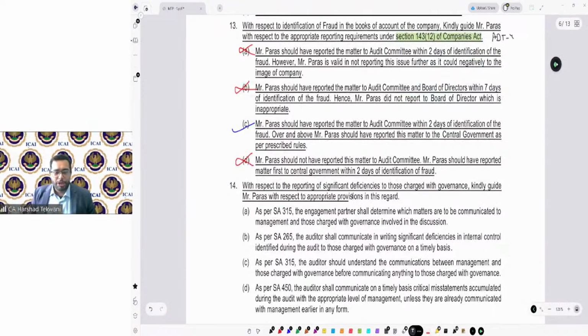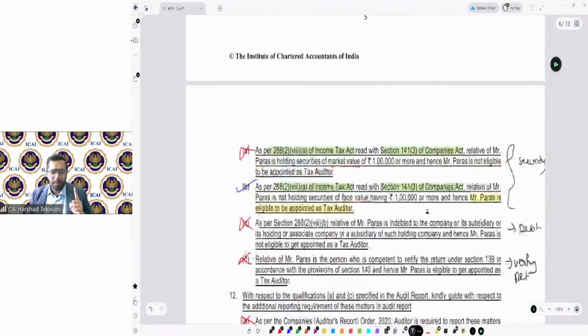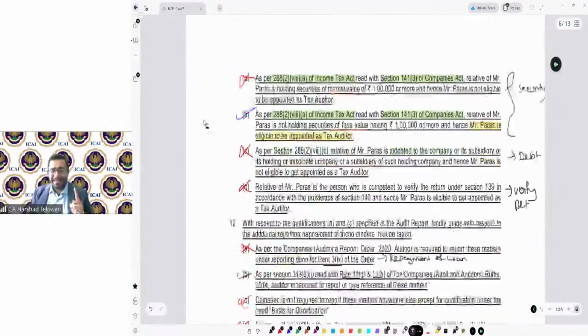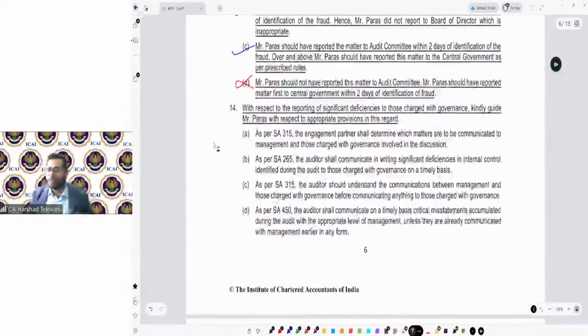With respect to the reporting of significant deficiencies to those charged with governance, kindly guide Mr. Paras with respect to the appropriate provision in this regard. Now, there was a paragraph with respect to communicating to those charged with governance. Remember, I marked it here. Let's see the options and then decide whether we need to go to the paragraph or not.